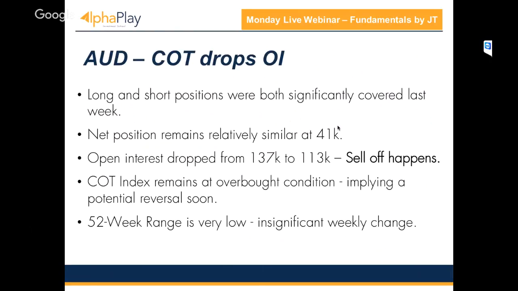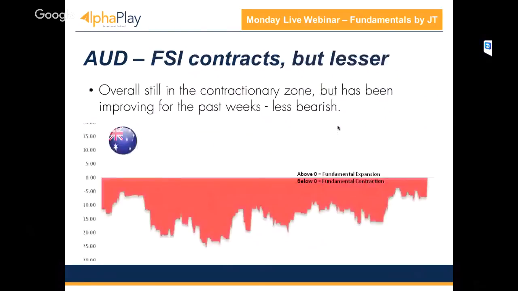For those who are not familiar with COT, this is very significant, which means the bull run that we have seen previously is now coming to an end. You can say that this is, from COT's point of view, a very bearish move, and we actually see that happening. The sell-off has already happened since last week, but of course it did happen to a higher magnitude than we expected. But it was very fortunate for us that our Aussie USD trade worked well for us. The COT index remains at an overbought condition, implying that there will be a potential reversal soon.